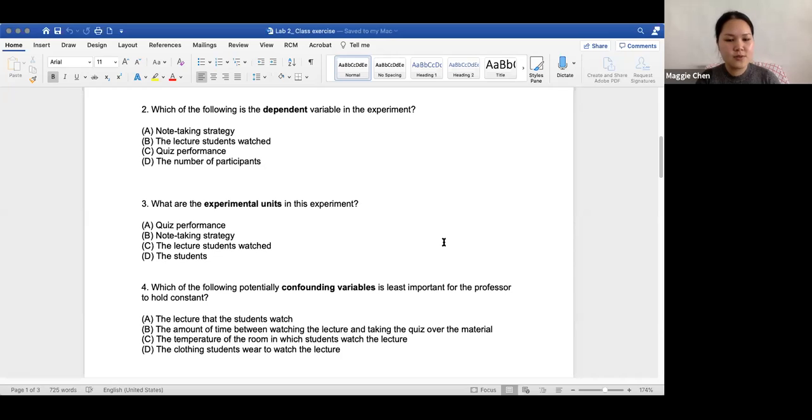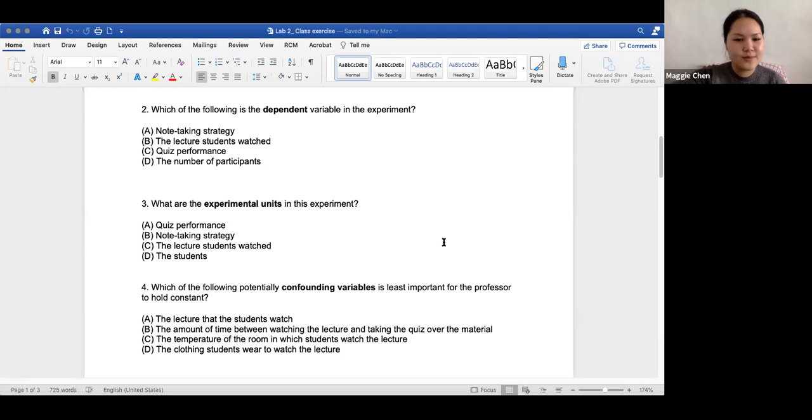C, the lecture that students watched. D, and this is the students. So if we're thinking about experimental units, what are we applying our treatment to? Our independent variable, our note-taking strategy, we are applying to the students. We are having our undergrads take notes either by hand or on their computer. So our experimental units in this experiment is D, the students.